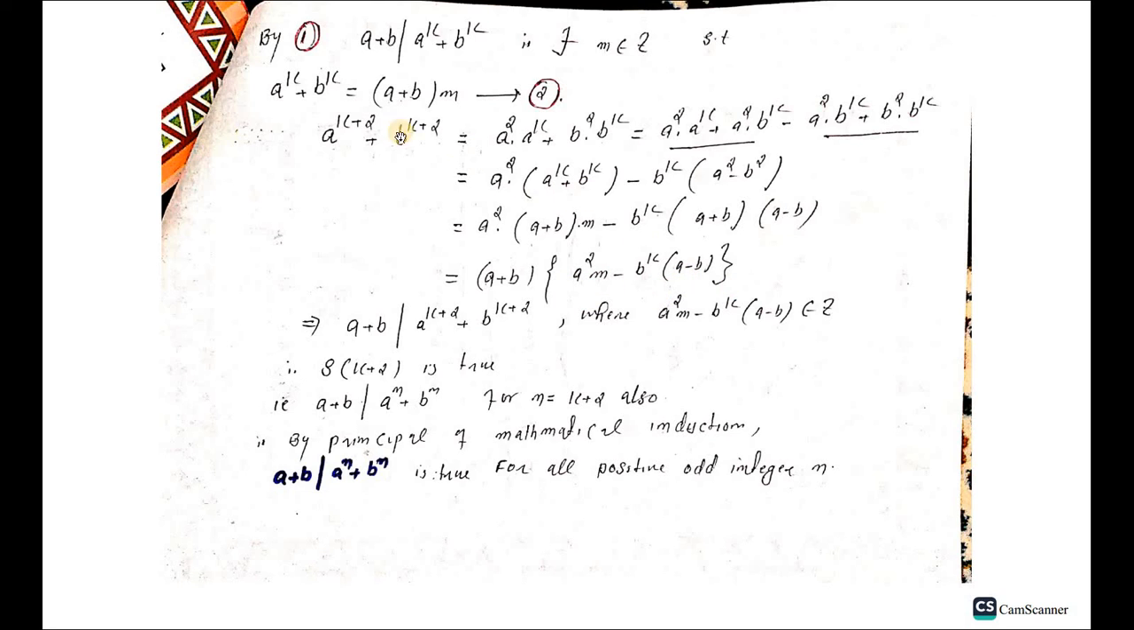Now here we have an equation. This expression is equal to a plus b times this one. This is integer, this is integer. It means this a plus b will divide this left side where this bracket is integer. This is the statement S(k plus 2), that is the given statement for n is equal to k plus 2. That is a plus b divides a power n plus b power n for n equal to k plus 2. Also, by principle of mathematical induction, a plus b divides a power n plus b power n for all odd integers n, for all positive odd integer n.